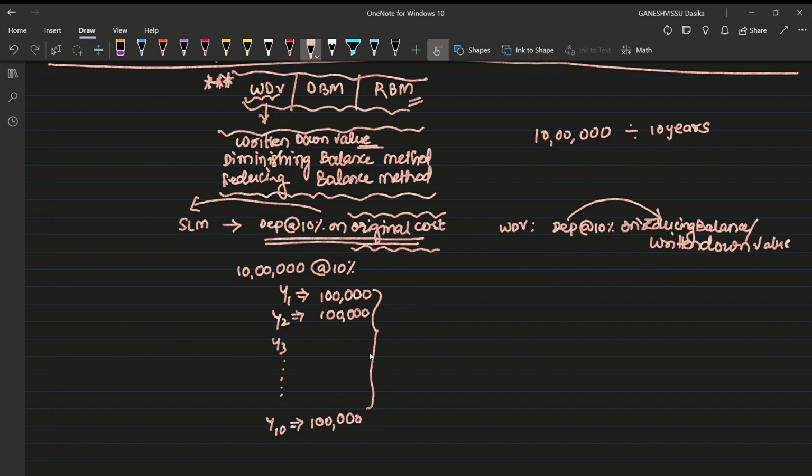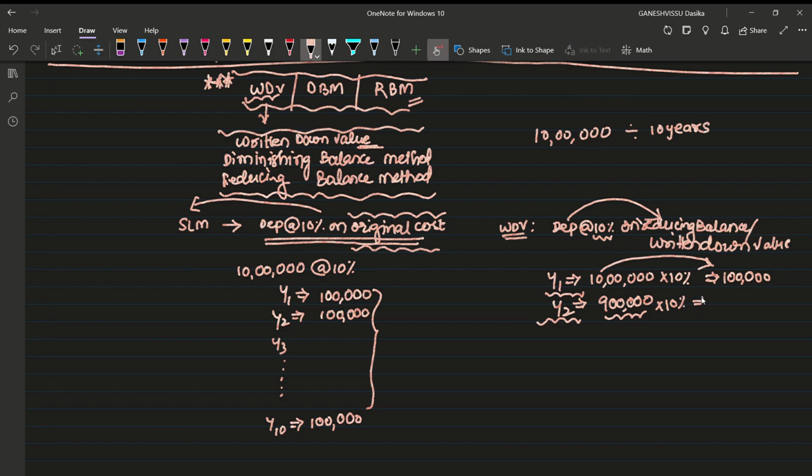But in WDV it will not be the same. For year 1, depreciation will be charged on the original cost only: 10 lakhs into 10%, which is 1 lakh rupees. But what is the value of the asset remaining at the beginning of year 2? 10 lakhs minus 1 lakh, which is 9 lakhs. On this amount we are going to charge depreciation at 10%, which is 90,000.